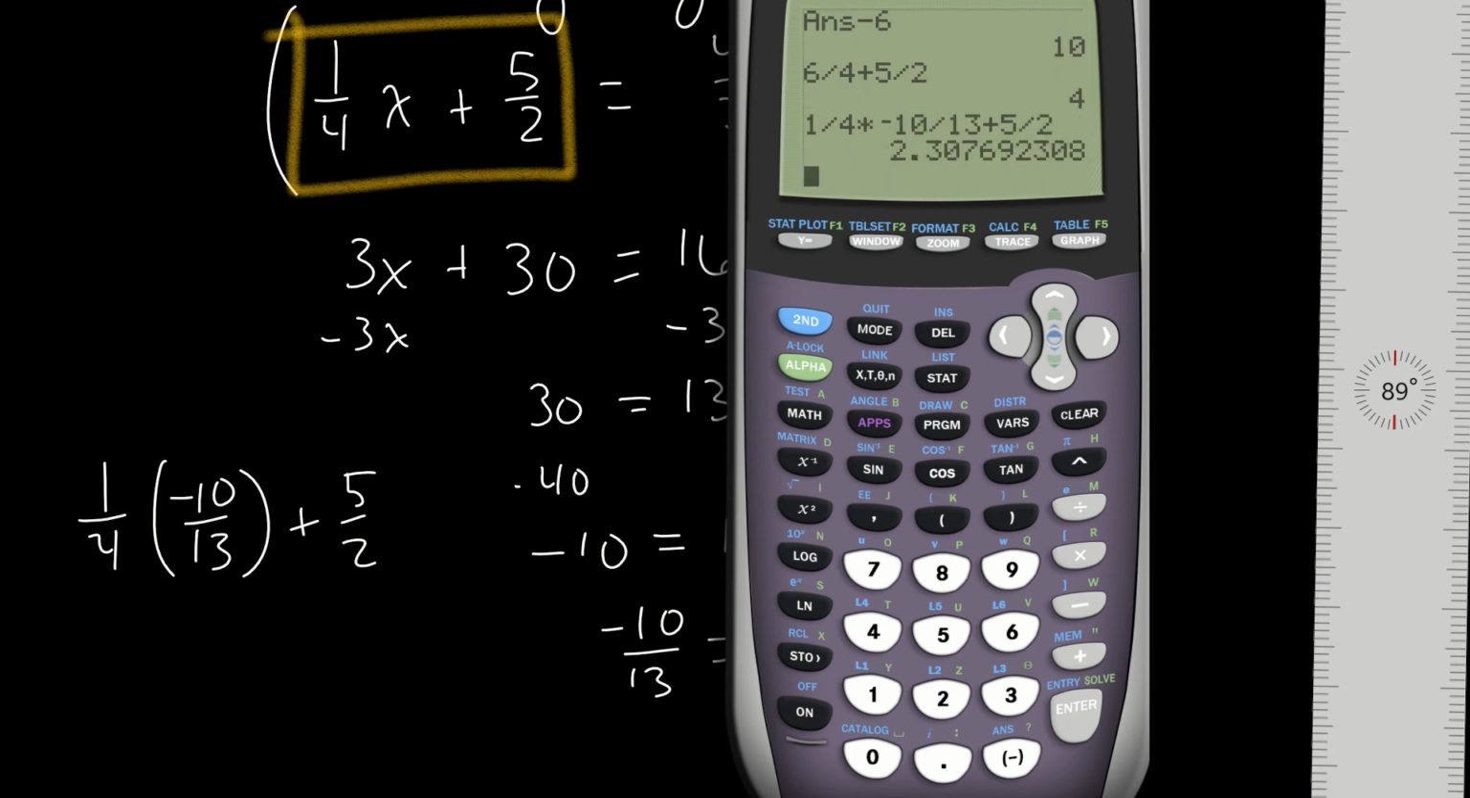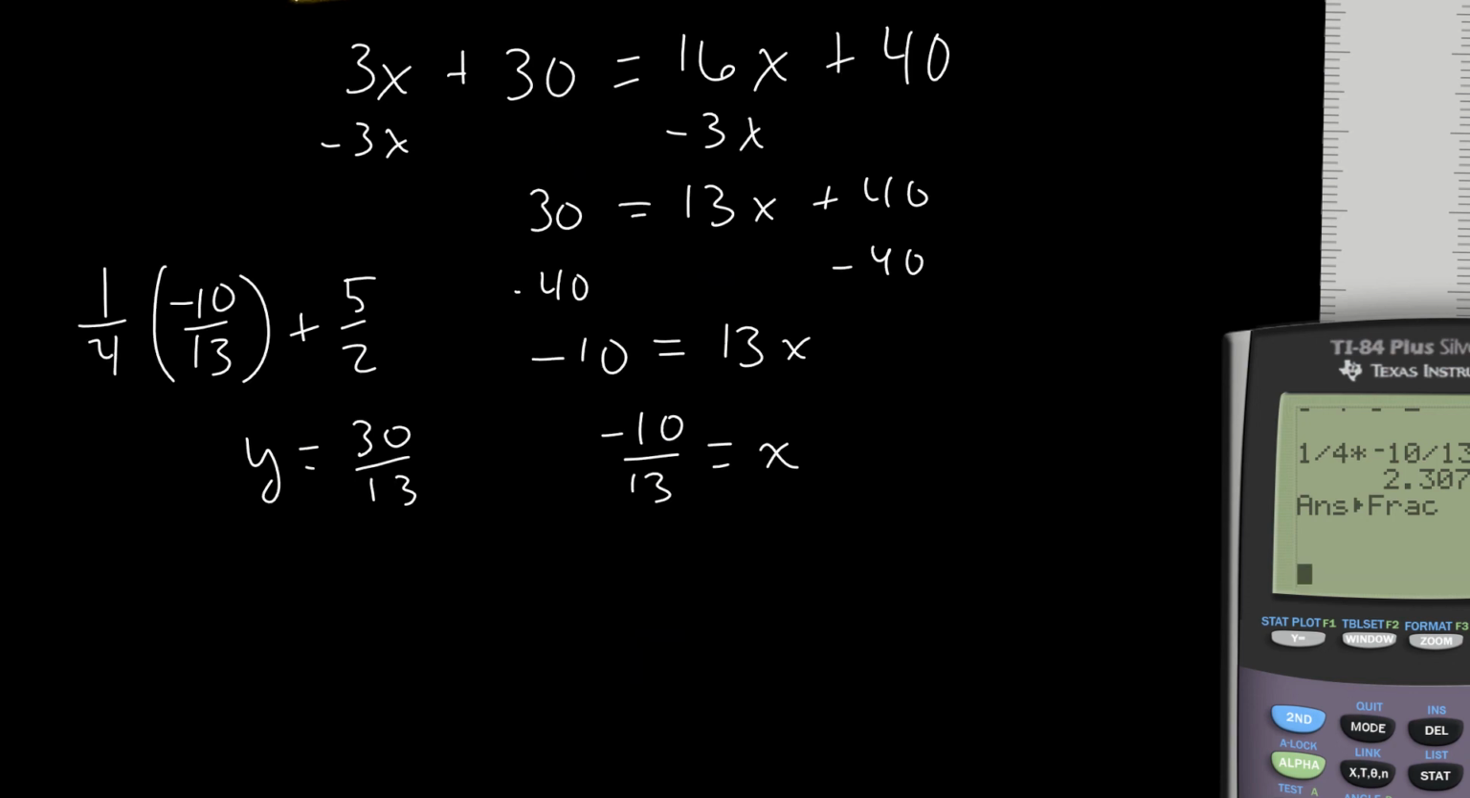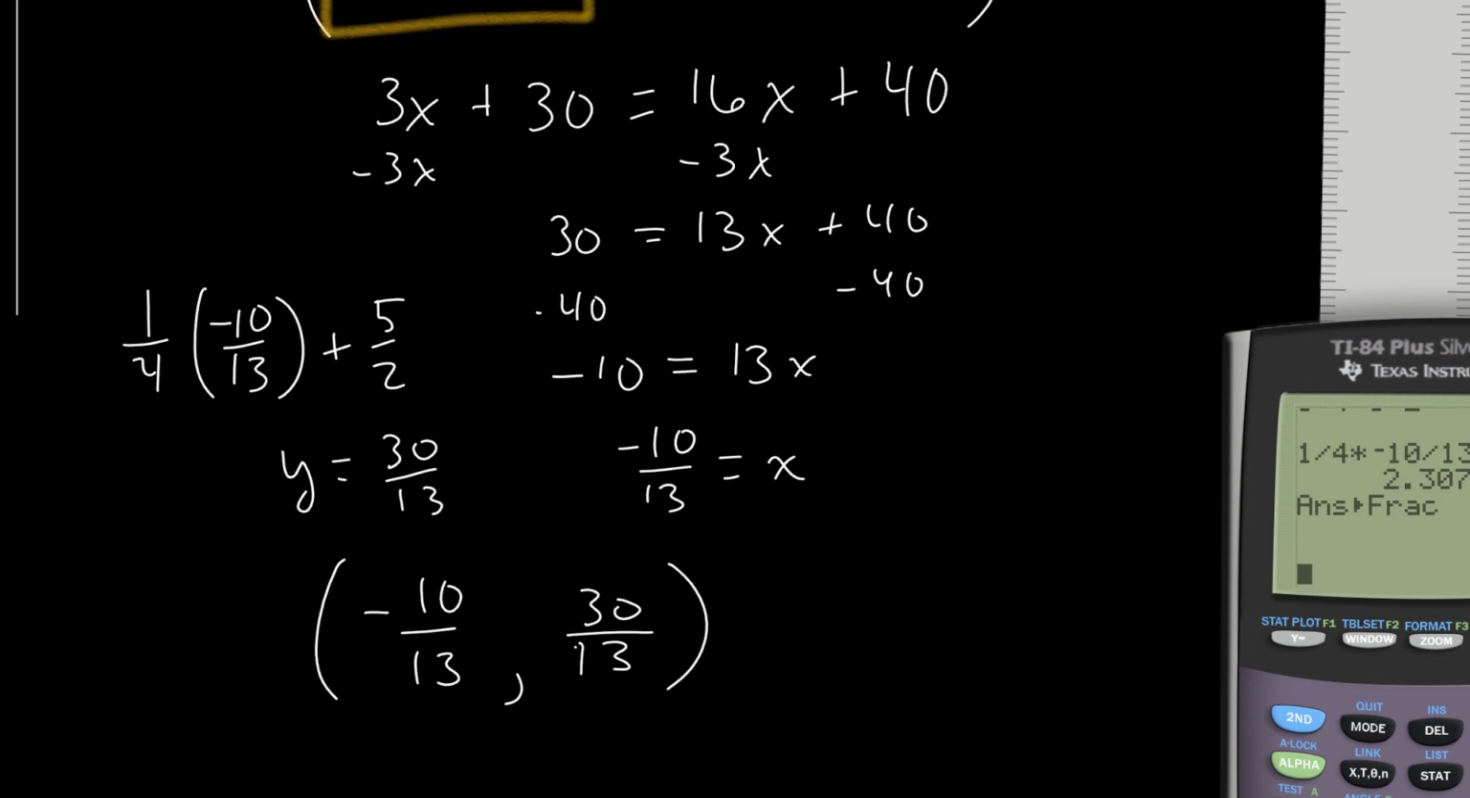And when I do that, it gives me this decimal for y. I could write that down, but I can also say just go math and then frac. And when I do that, it says 30/13. So there we go. So y is 30/13. So my solution is negative 10/13, comma 30/13. All right, that's that problem. Last page.